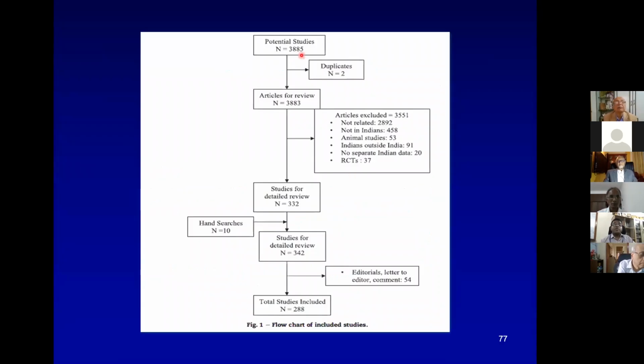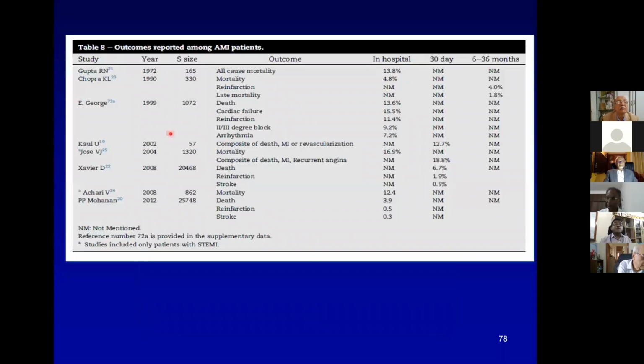So we looked at 3,885 articles. That was our first search. And after multiple processes, which took us a few months really, we narrowed down to 288 articles, on which we conducted the systematic review. So table 8 over here, I skipped the first 7 tables, gives us the outcomes reported among MI patients. Right from 1972, we found articles, and we came down. Some of these are, this is another paper that Dr. Prem Pais was involved in, and this was also conducted in St. John's in 1999. And this is the CREATE paper, which had 20,500 participants.